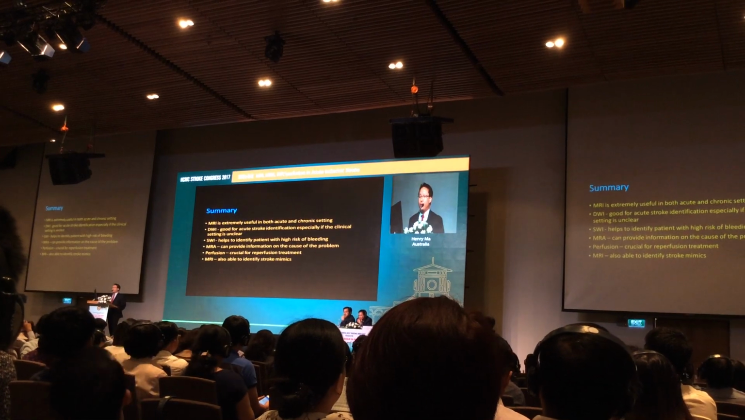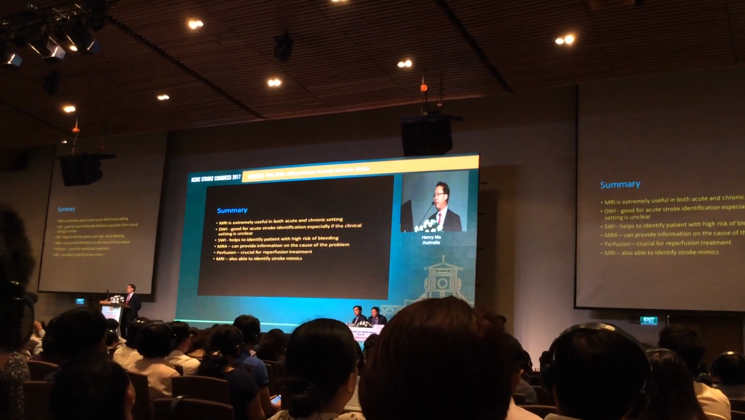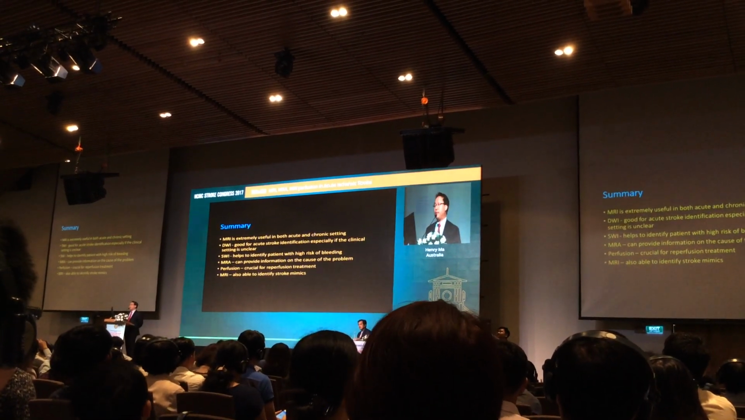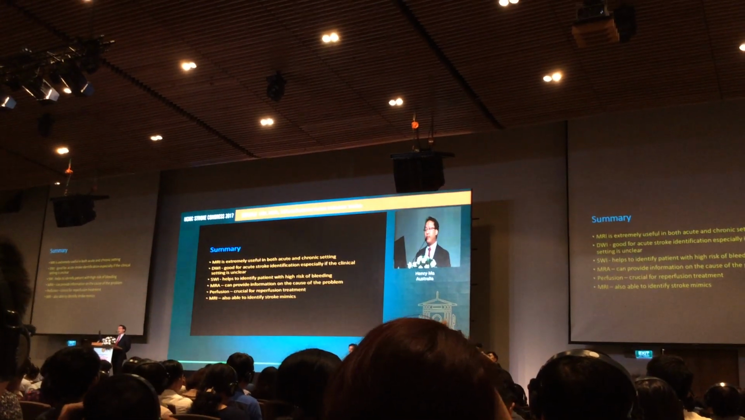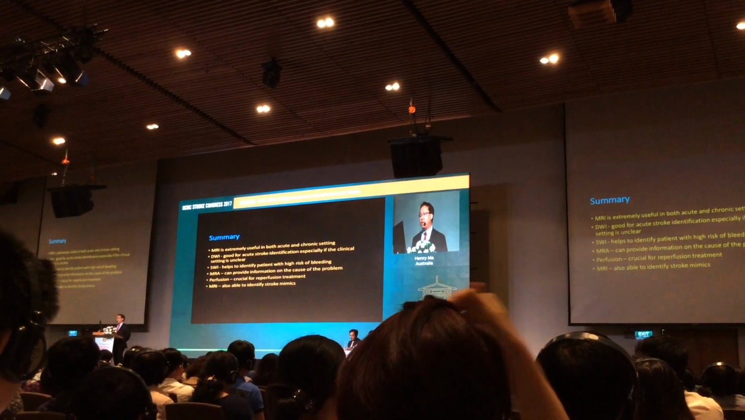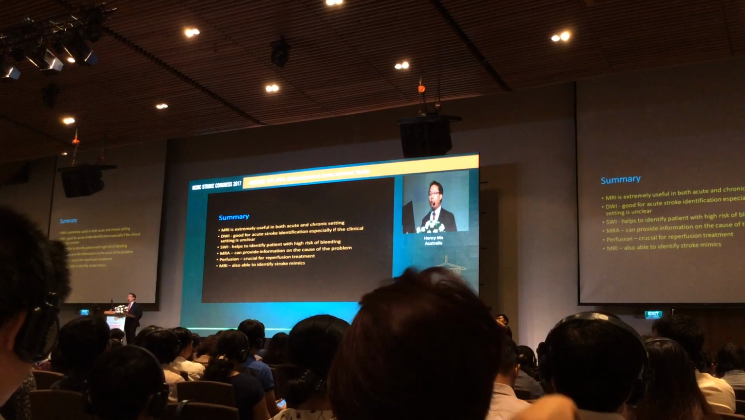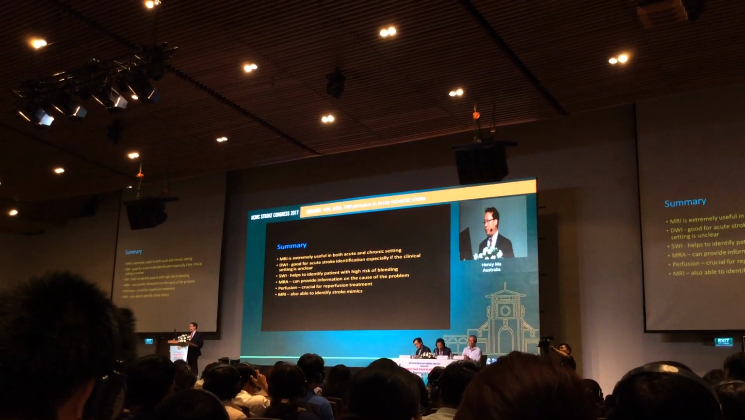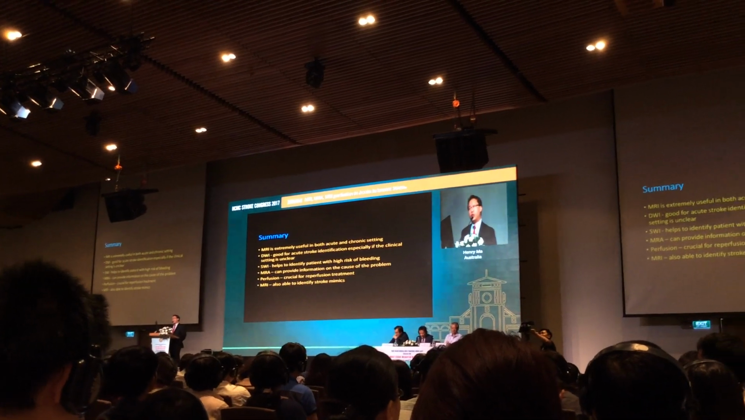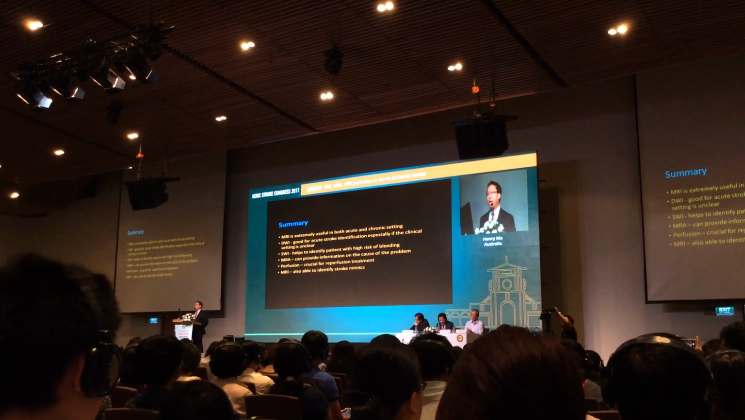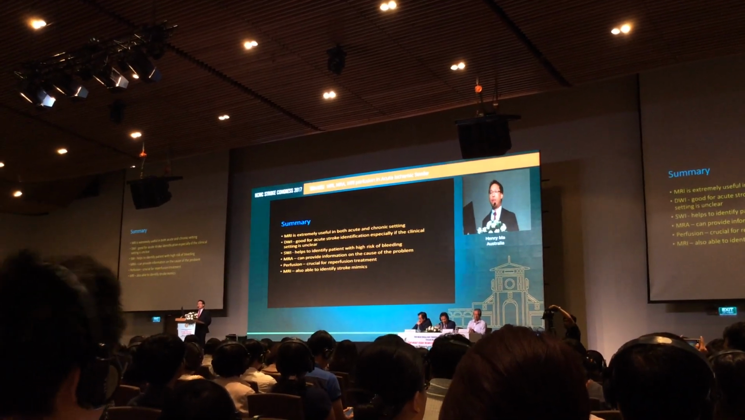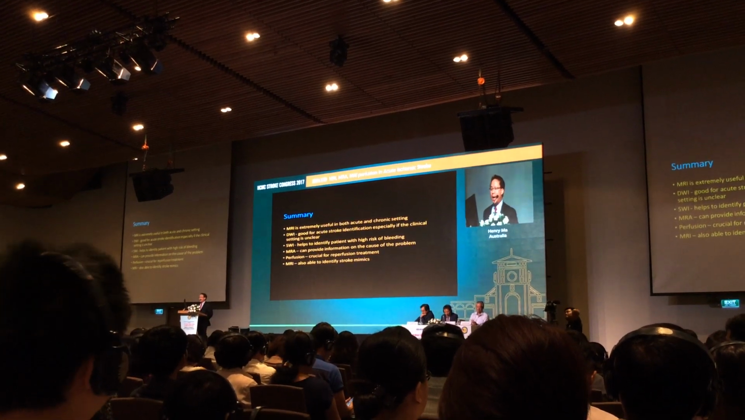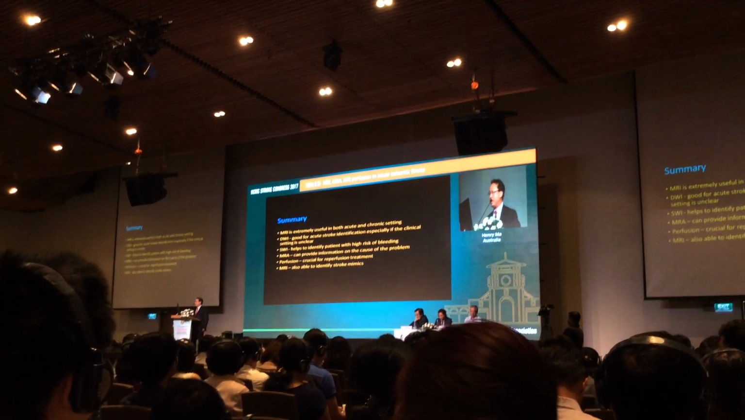So in summary, MRI is extremely useful for both acute and chronic situations. The DWI is very good for acute stroke identification. The SWI is particularly good for looking at bleeding and high risk of bleeding. MRI can provide information on the cause of the problem, such as hypertension versus amyloid. Perfusion scan is really important for selection of patients for therapy, and MRI can also identify stroke mimics.